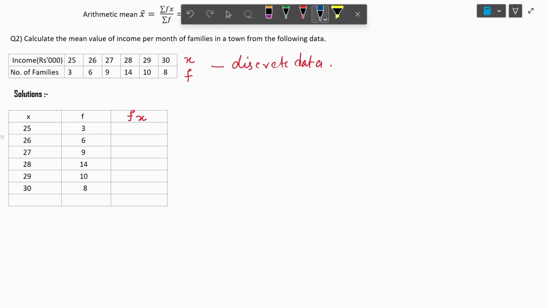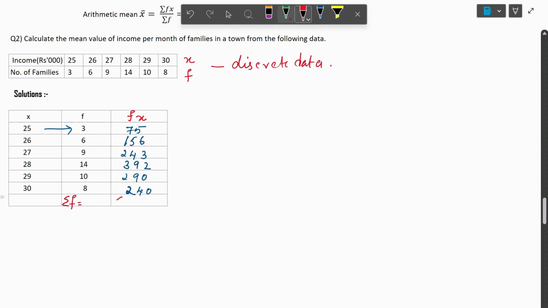Now we are going to multiply. That means 25 multiplied by 3, that is 75. 26 multiplied by 6, that is 156. Corresponding values we are multiplying. Here it is going to come 243. Use your calculator and calculate. 392. 28 into 14 and next is 290. Next one is 240. Now the Fx column we calculated. Now what we are going to calculate next? We are going to calculate this column. That is, we are going to add the F values. That is your summation of F. And we are going to add the last column.